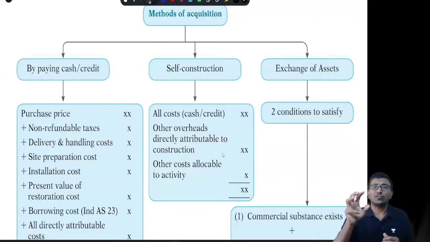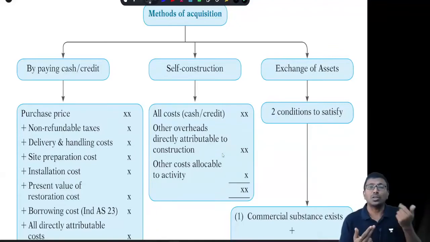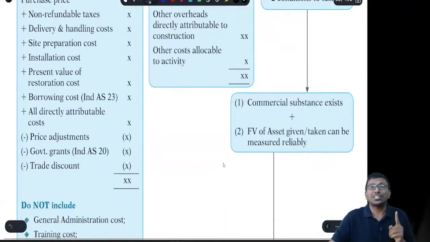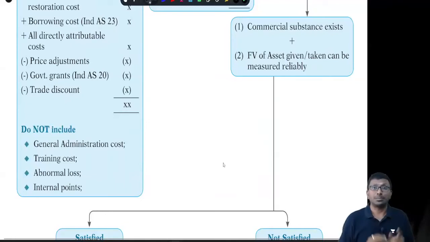Next, in case of exchange, that is under barter system. Before we get into accounting, first there are two conditions to satisfy. If you satisfy the conditions, one way of accounting. If you do not satisfy, another way of accounting. What are the conditions? First one is commercial substance should be there. Commercial substance should exist. What is commercial substance?